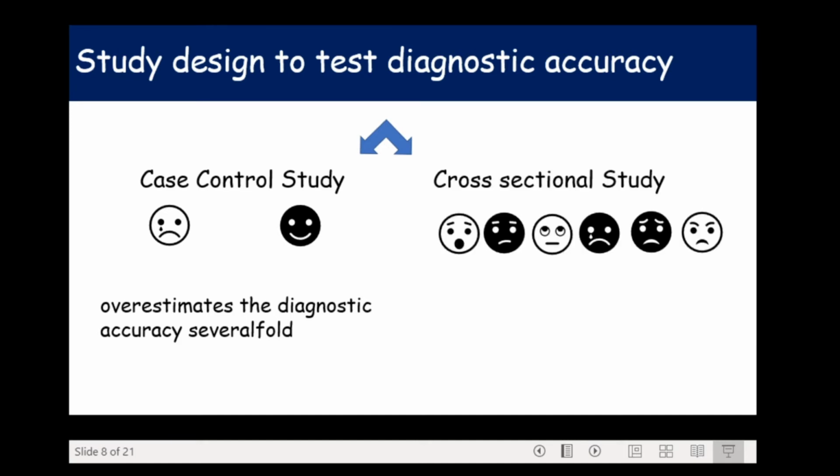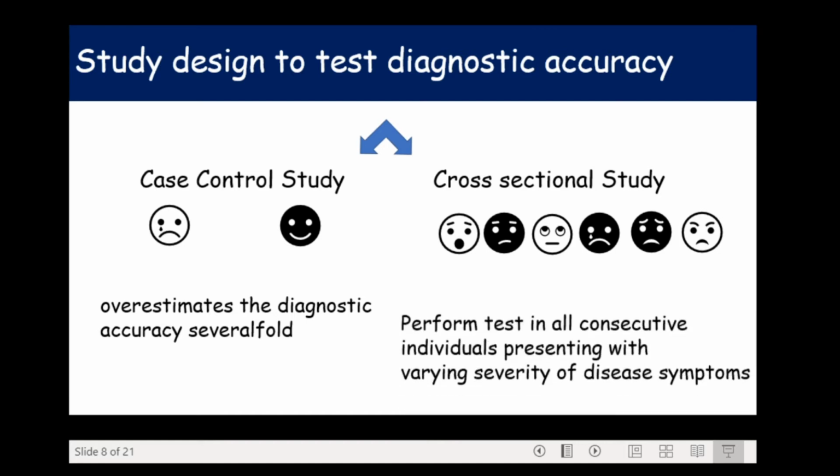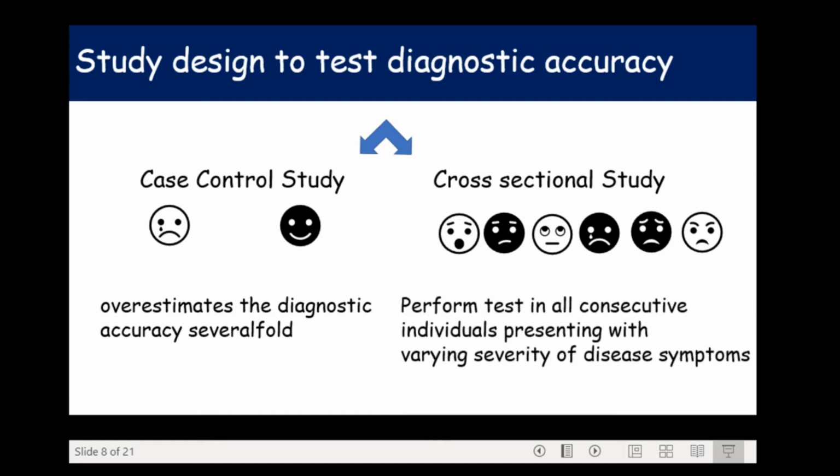On the other hand, a properly designed cross-sectional study, where patients are collected as a consecutive series of individuals in whom the target condition is suspected, and the biochemical marker under evaluation is performed in all individuals presenting with disease symptoms. This approach of testing in a realistic clinical setting with variable spectrum and severity of disease will indeed be optimal.